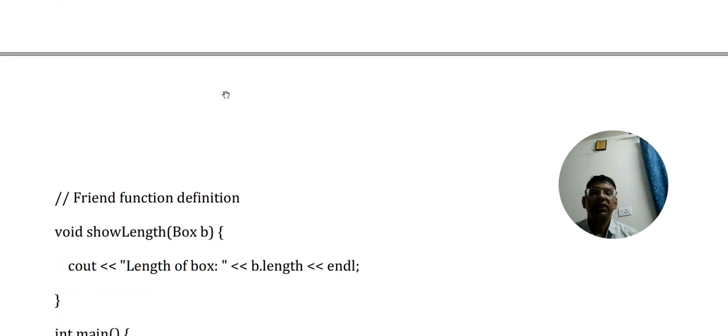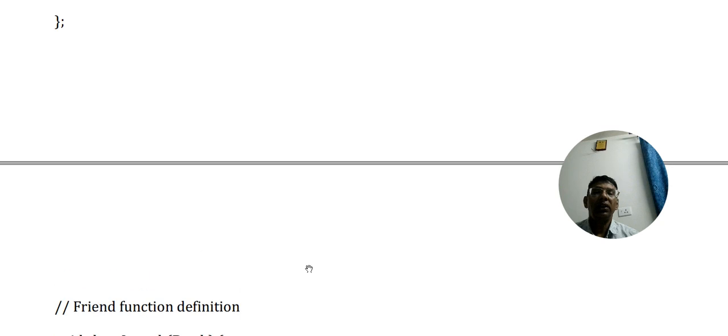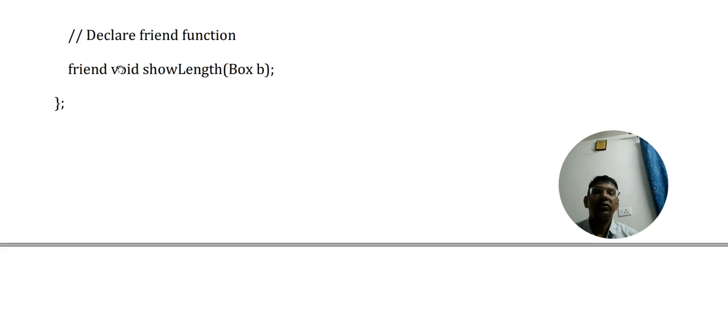Now what is the purpose of this function? It is just printing the length of the box, b.length. But how to do it? You have to use a keyword called friend.